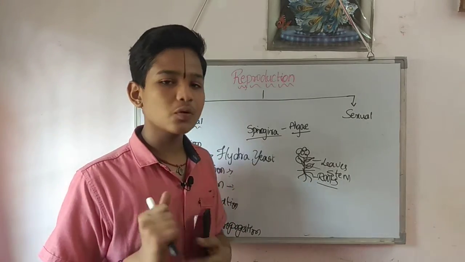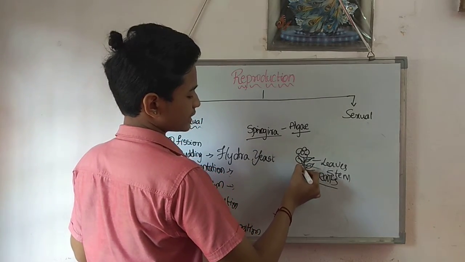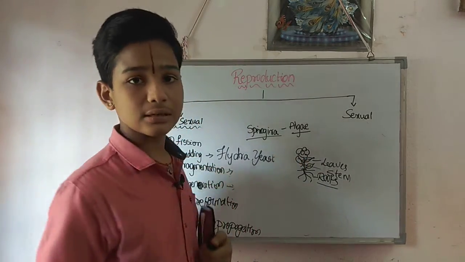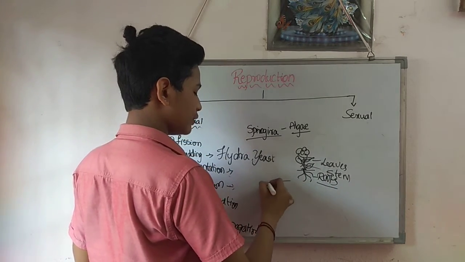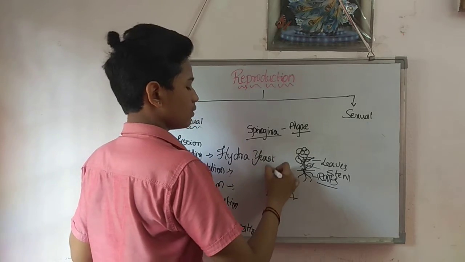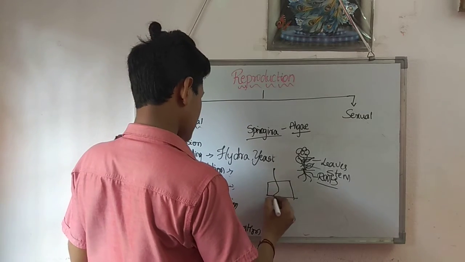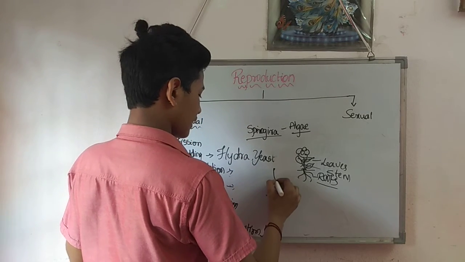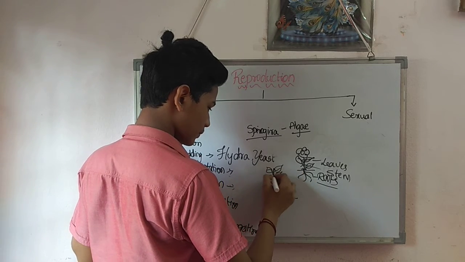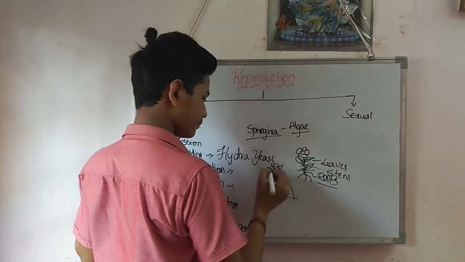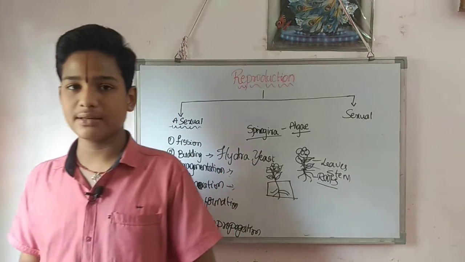The stem goes under cutting. If we cut all the parts of the plant and take a stem, place this stem into a pot. After a few days, the roots will develop. After that the leaves, after that flowers. Okay, like this the reproduction in stem takes place.